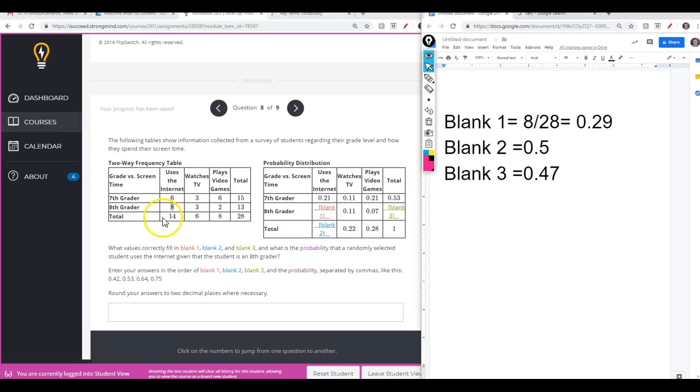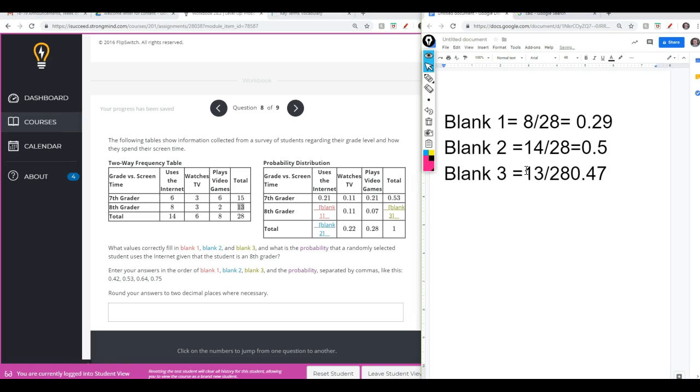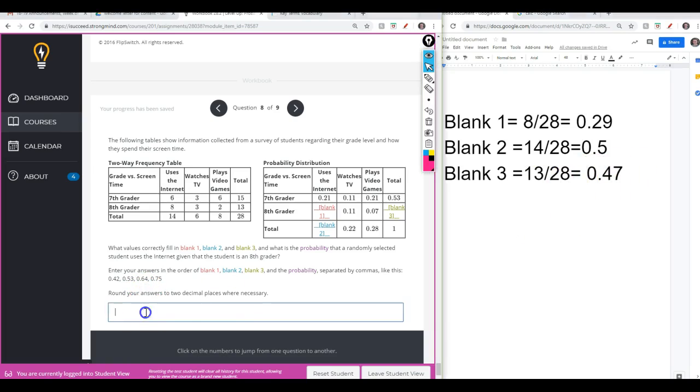So again, blank 2 right here, there were 14 people out of the survey that use the internet out of the 28 people surveyed. So that's where this 0.5 comes from, or 50%. And again, blank 3, there was a total number of 13 8th graders out of the 28, which comes out to be about 47%. So that's where you can use the power of observation and just scroll back to the previous question and use that, or you can just calculate the probabilities yourself. Either way works.